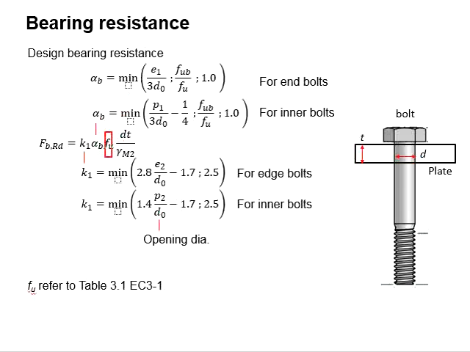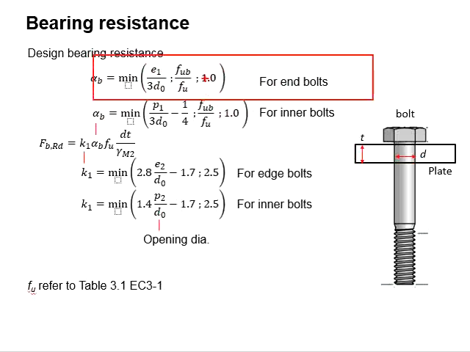The Fu here represents the ultimate tensile capacity of the steel plate. It is not the tensile capacity of the bolt, because the bearing resistance is all about the steel plate. The factor of safety gamma M2 will be equal to 1.25, and we have two factors here, K1 and alpha B.